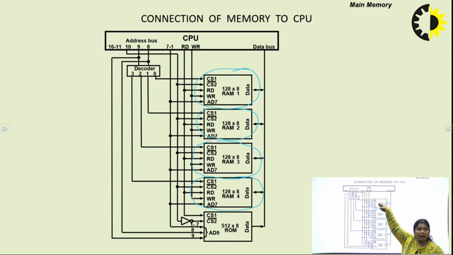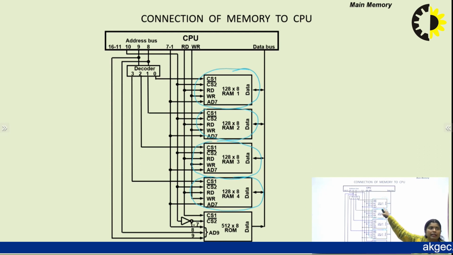Because the single RAM capacity is what? 128 cross 8, and we can write it as 2 to the power 7 into 8. So a 7 bit address bus and an 8 bit data bus are required. So here AD7 is there in each RAM. An 8 bit data bus is required. This 8 bit data bus is a bidirectional data bus. Bidirectional means data transfers from memory to CPU, and from CPU to memory as well.